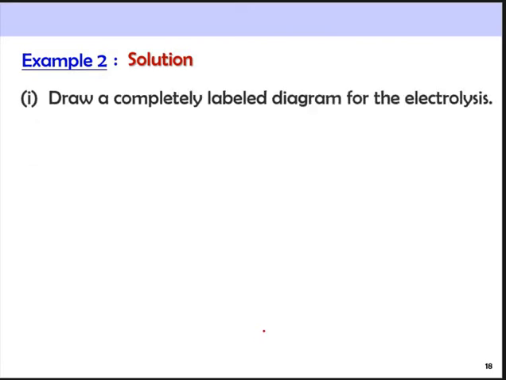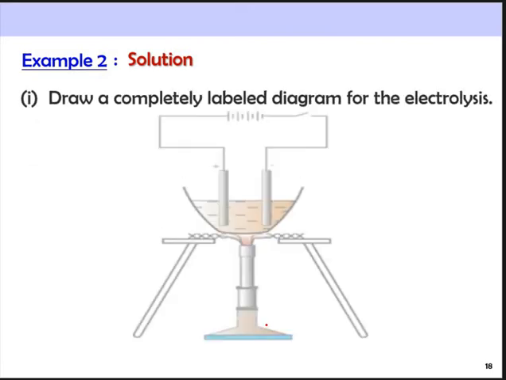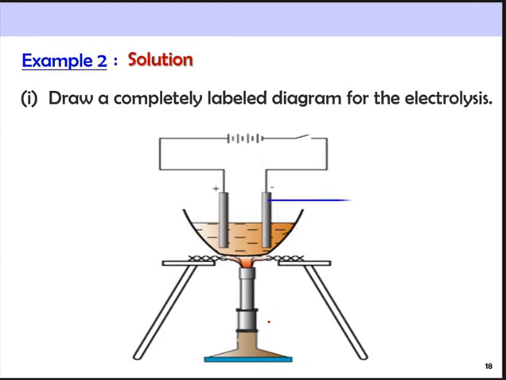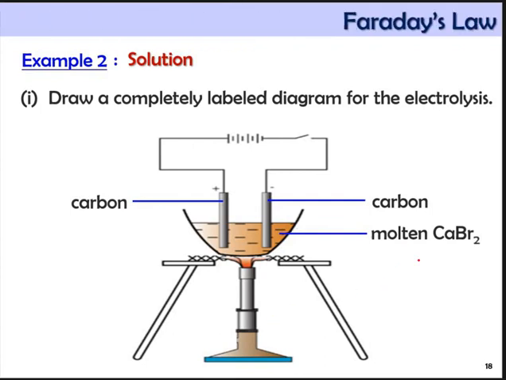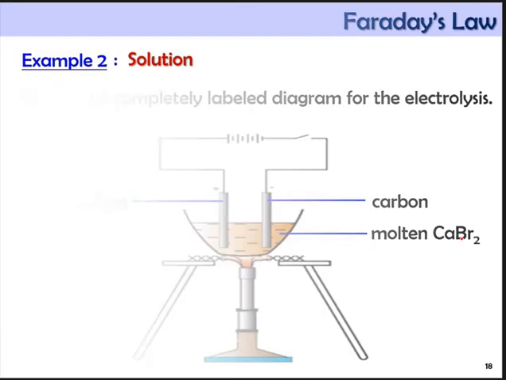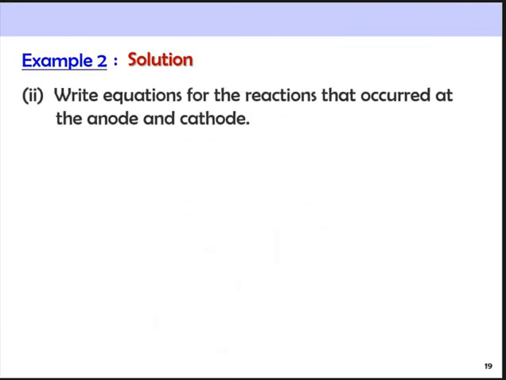Mula-mula dia suruh draw complete labelled diagram for the electrolysis. So kita label semua, carbon. Dia kata molten, so kena tulis molten. And then write equation for the reaction that occurred at the anode and cathode.